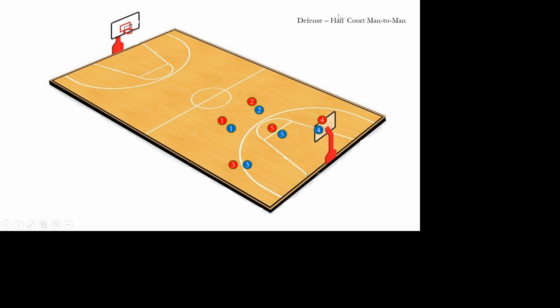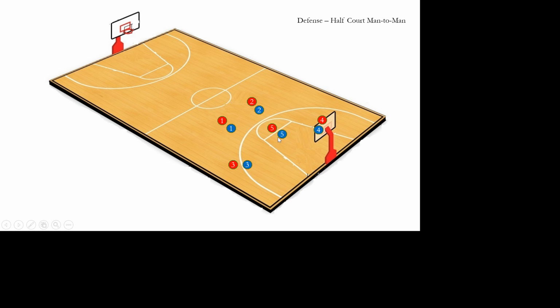Now let's talk about our half-court man-to-man. So this is after you've rushed back. If we're playing a man-to-man, as your man comes across half-court, you're going to pick him up. And in this instance, notice each one of the blue dots is guarding a corresponding red dot. So every man has a man, and wherever your offensive player goes, you're going to follow him.